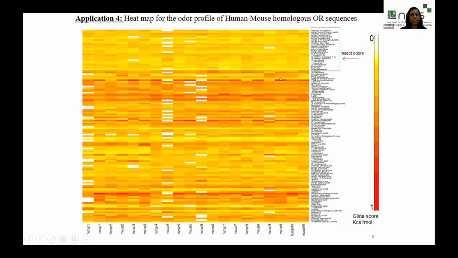For example, as you can see here, we used some odorants that were very specific to insect odorant receptors, and we see that their energy of binding is quite low, suggesting that mammalian olfactory receptors do not bind the same odorants as the insect olfactory receptors.